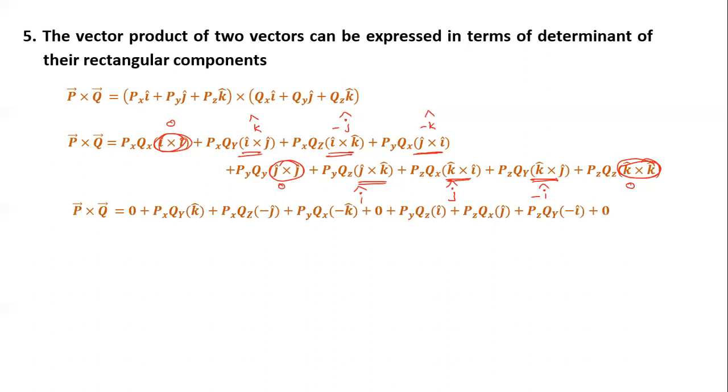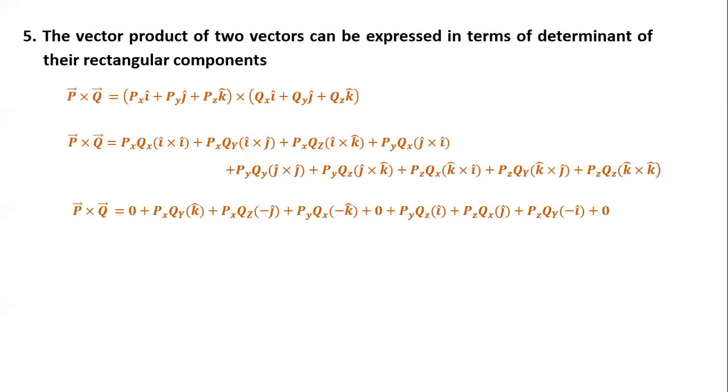So this is 0. Then pxqy k cap. Then pxqz minus j cap. Pyqx minus k cap. Then this is 0. Then pyqz I cap. Pzqx j cap. Pzqy minus I cap. And this is coming 0.